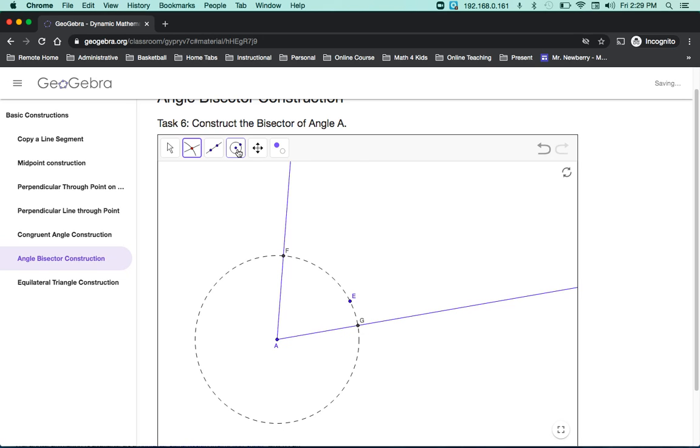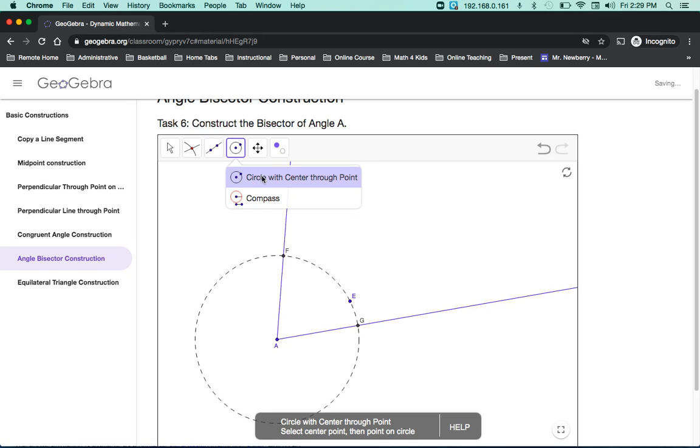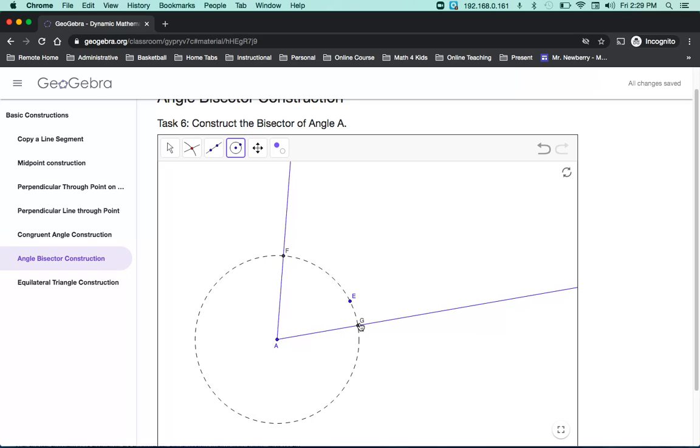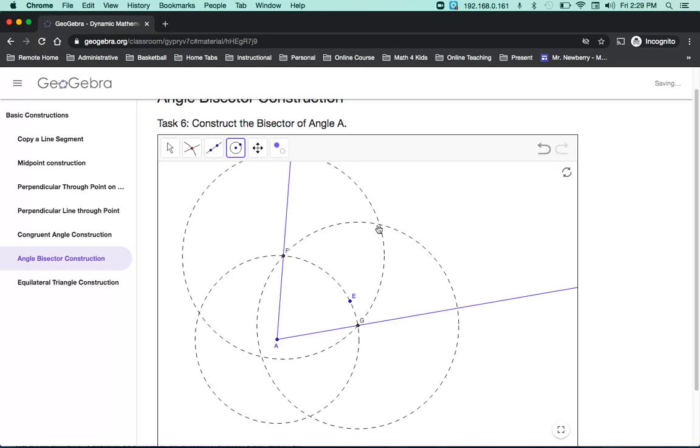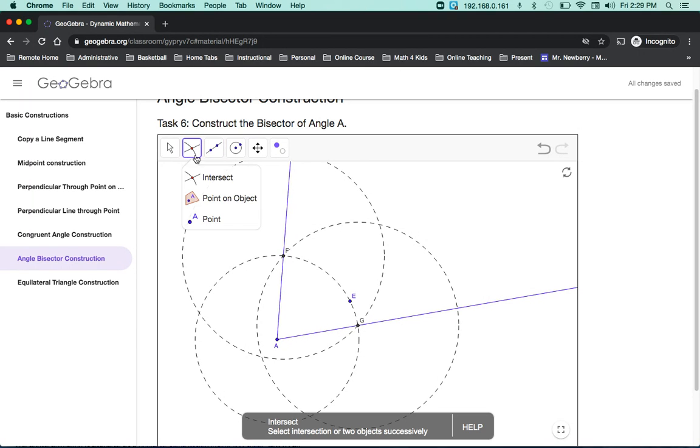All right. Now I'm going to go to circle with center. I'm going to draw two circles with the same radius. I want those radius lengths to be from F to G. So my first one I'm going to have centered at F, and the second one I'm going to have centered at G. Now this point right here, that intersection, that's the key to this.